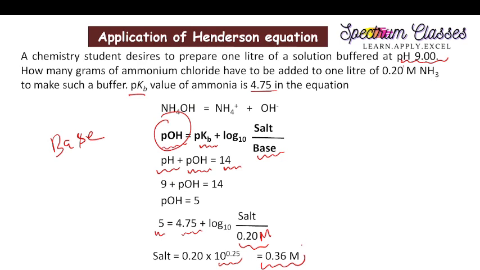Now this is molar. Now I need to calculate the weight of the ammonium chloride. So the amount of the salt can be calculated as this molarity into molecular weight. The molecular weight of ammonium chloride is 53.5, and this gives me 19.027 grams in a liter. I have to dissolve this ammonium chloride to prepare a buffer solution of this pH.